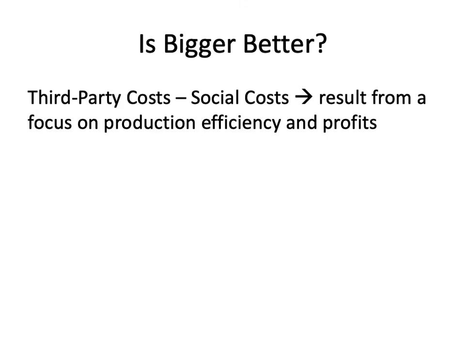These could be called third-party costs sometimes. The cost of environmental degradation, the cost of pollution, the cost of many, many things. So third-party costs are social costs and can result from a focus on productivity and efficiency and profit.